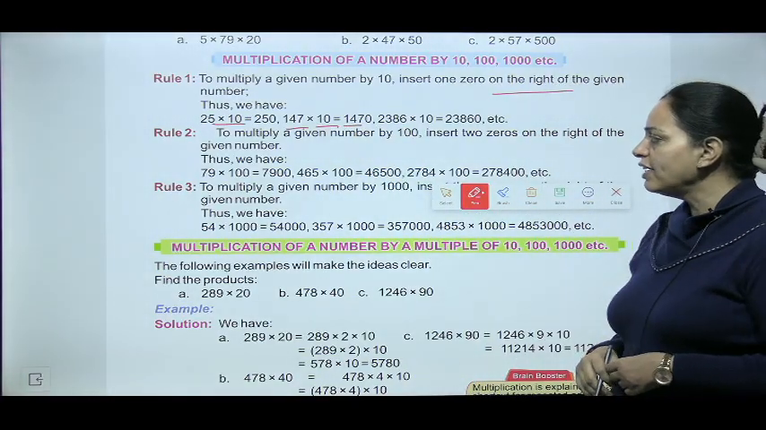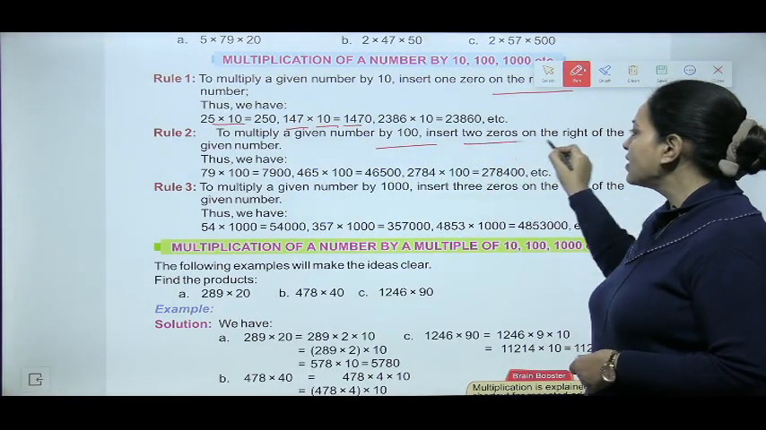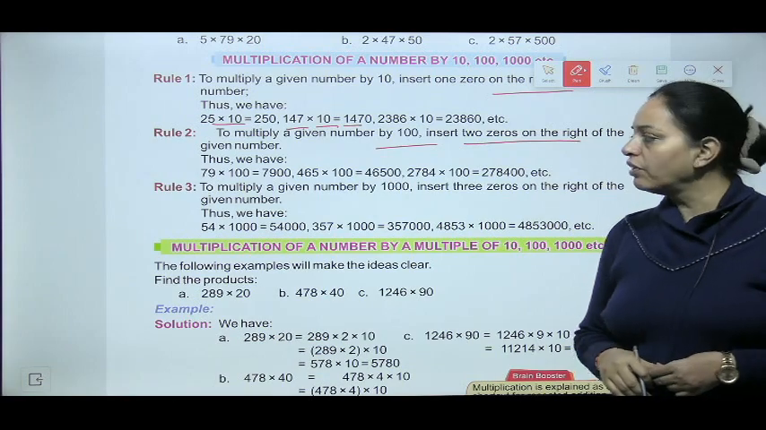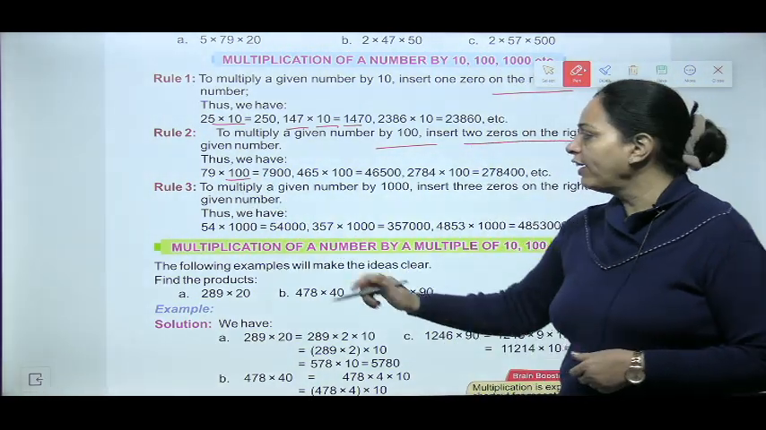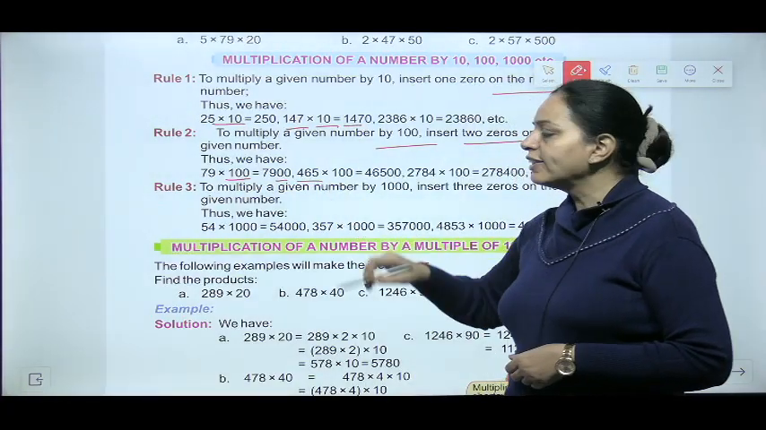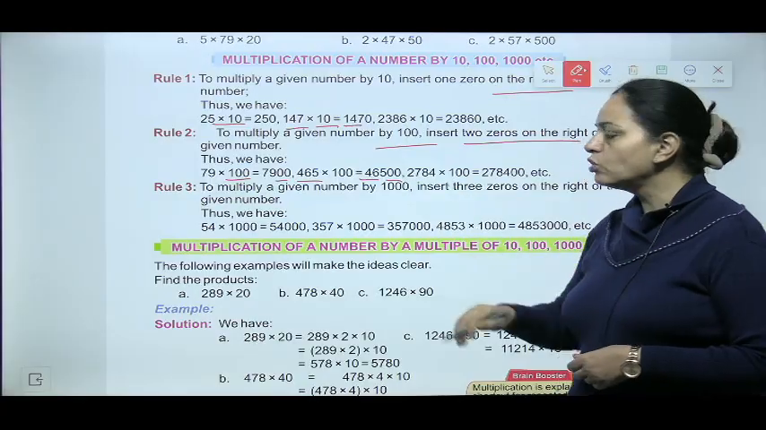This is very easy. Now rule 2, to multiply a given number by 100, insert 2 zeros on the right of the given number, like 79 multiply by 100. So 79 and 2 zeros. 465 multiply by 100. So 465 and 2 zeros.